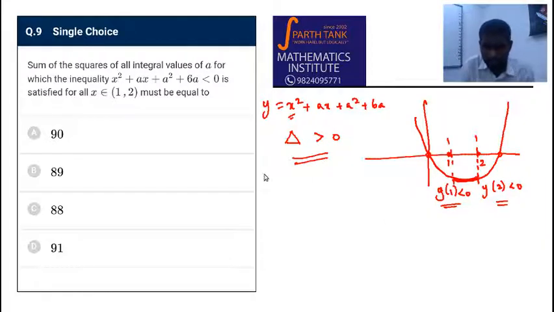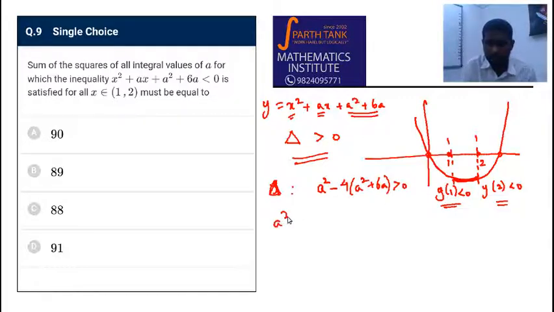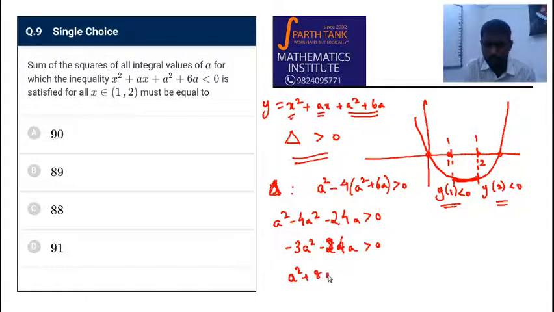Okay. The first thing, the easiest one is delta is greater than 0. Now delta is the discriminant, that is b squared minus 4ac, b is a, c is a squared plus 6a, and a is 1. So a squared minus 4 times (a squared plus 6a) is greater than 0, implies a squared minus 4a squared minus 24a is greater than 0, or minus 3a squared minus 24a is greater than 0. Divide by minus 3, I get a squared plus 8a should be less than 0.